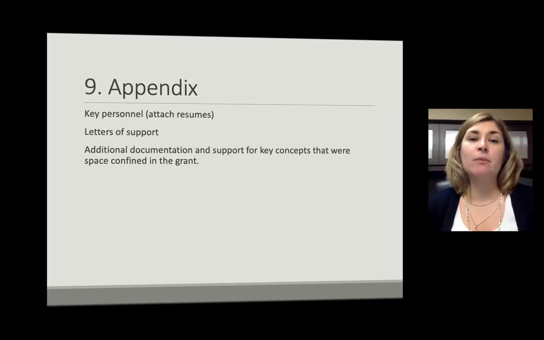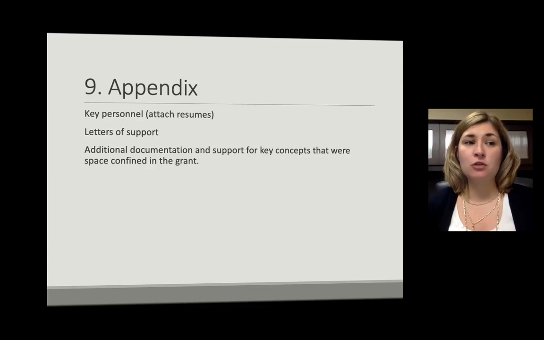The last section would be an appendix section. This will include any other information that is needed. Some examples of this might include key personnel that will have access to the funds, letters of support from other organizations, and any other additional information that the grant might need, like assessment tools and evaluation tools.